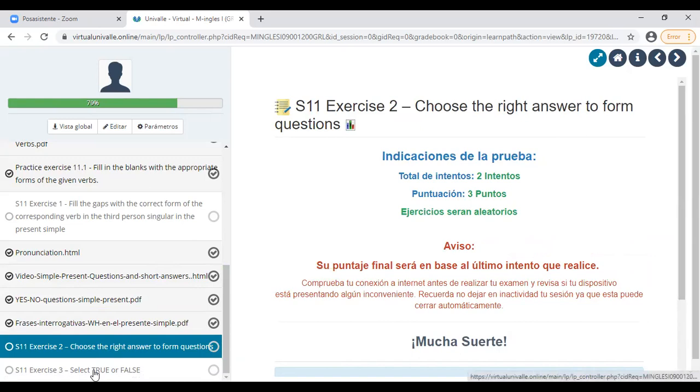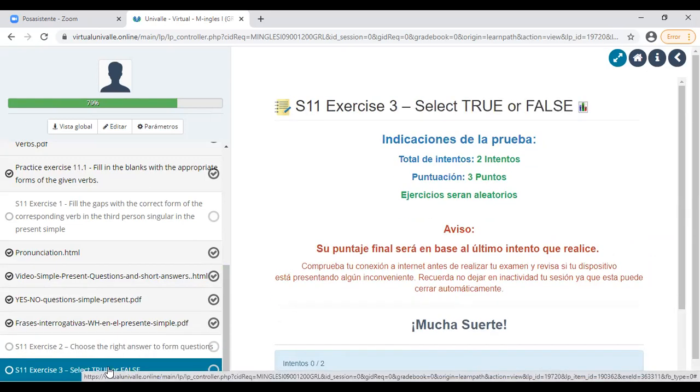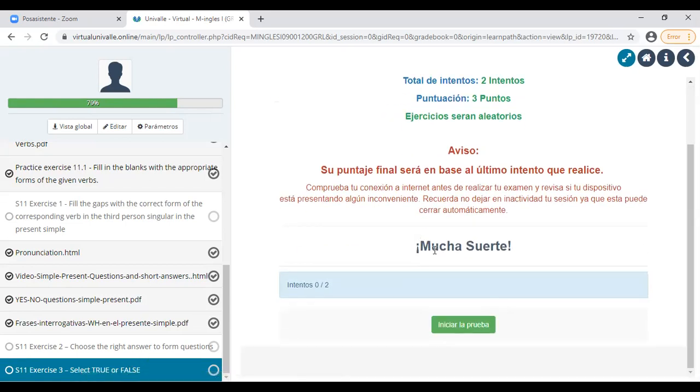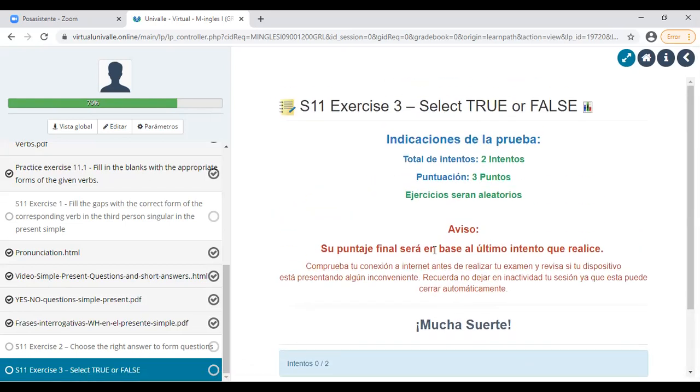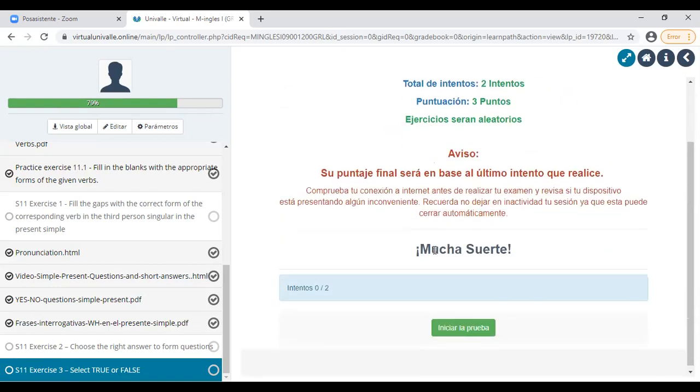And at the end, you're going to have a reading. Select true or false, okay? And this exercise, you're going to have 2 attempts, and it goes for 3 points.